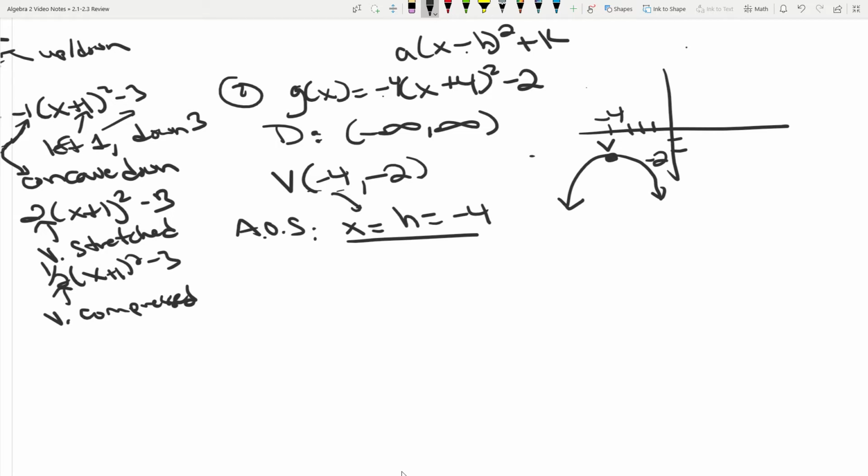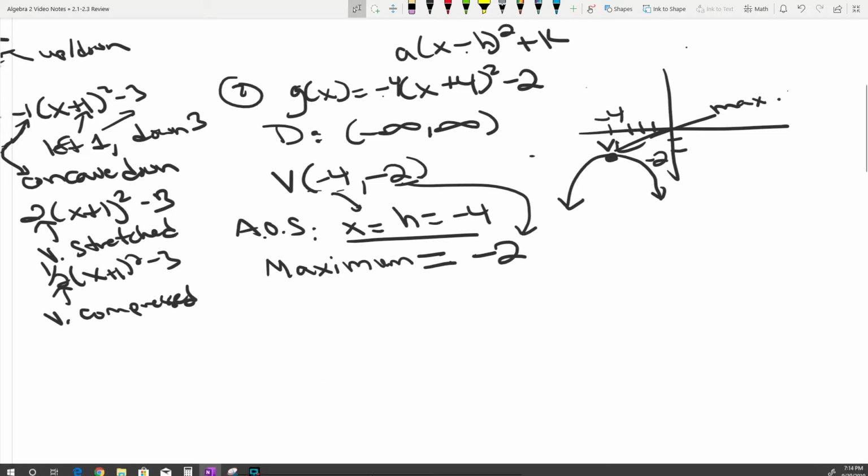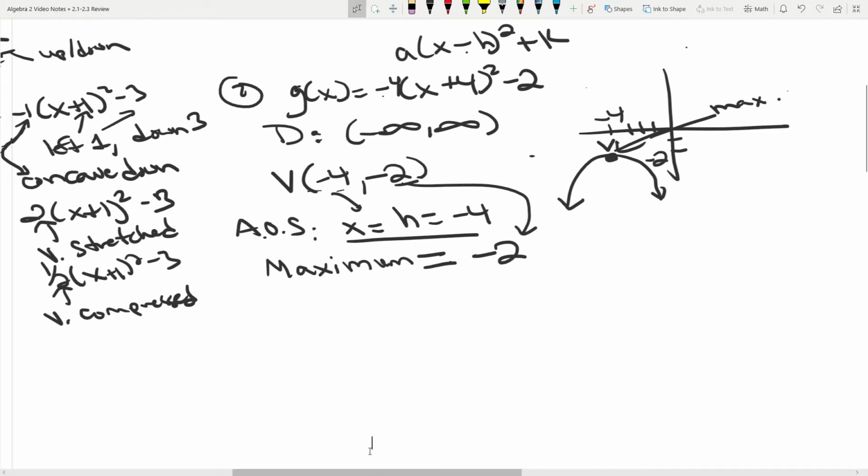So it looks something like this, where this is our vertex. Now, this means that it has a maximum, and the maximum is at the y value. In this case, the maximum is at the -2 value. So you're always going to use the y value for the maximum. Use the y value when you're doing the maximum or the minimum, okay? So the maximum is equal to -2.